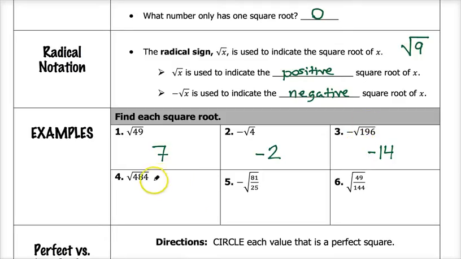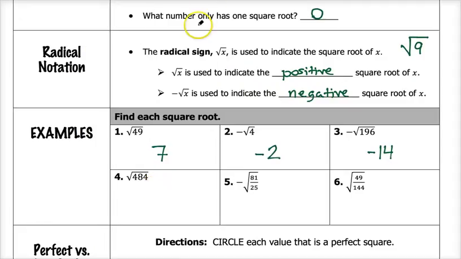Number 4, the square root of 484. I want you to pause the video right now and see if you can try to come up with the square root of 484. What number times itself is 484? Once you think you have that, press play to check your answer. Okay, so if you got your answer for this, hopefully you arrived at 22 as your answer.